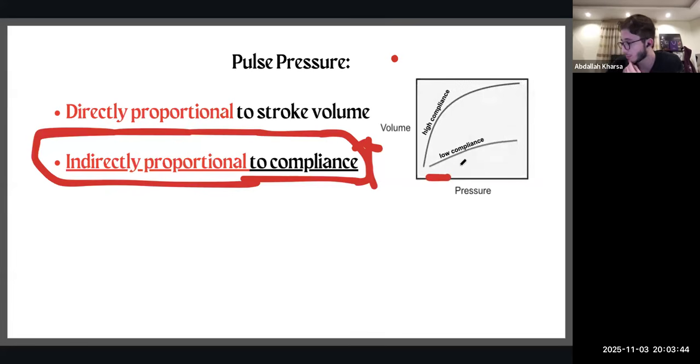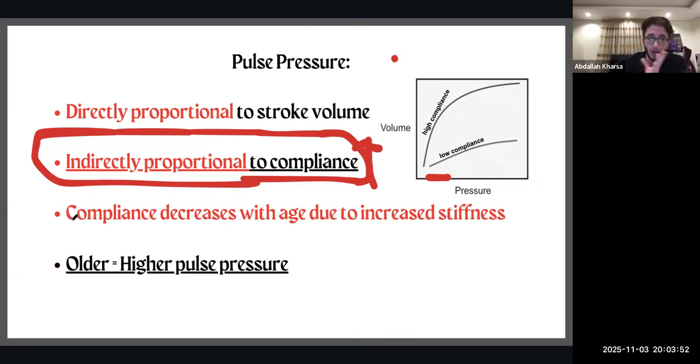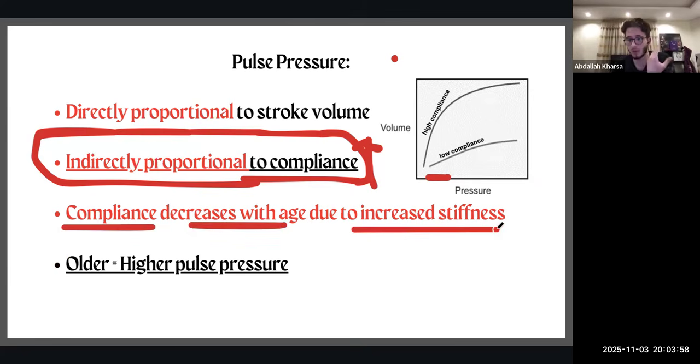Is that clear? Can I get a thumbs up? All good? Okay, perfect. Here's a concept that, again, I want you to understand. Compliance decreases with age due to increased stiffness. As a person grows up, if a person is like 80, their blood vessels are stiffer. They're more like pipes. They accept blood less. So you need to cause a really high change in pressure in order to fill them up with volume.